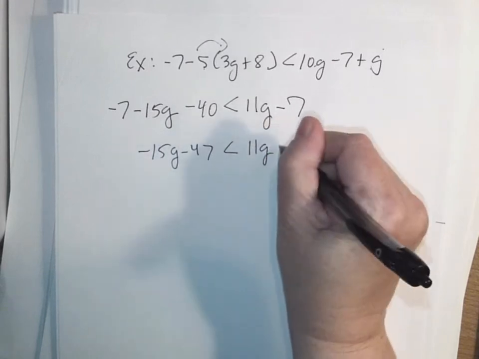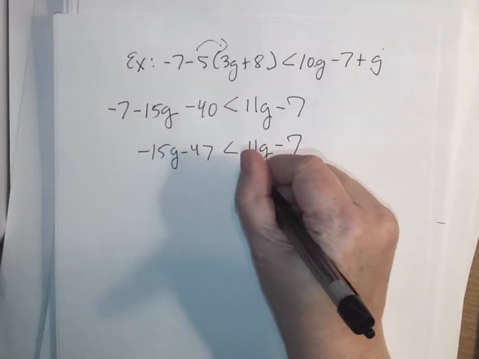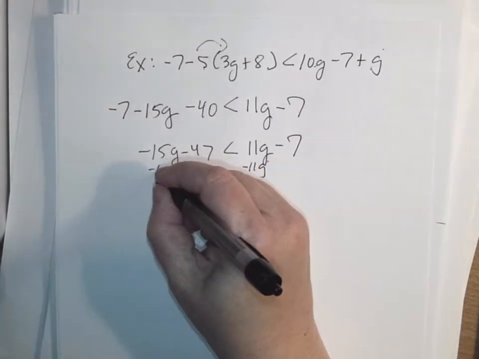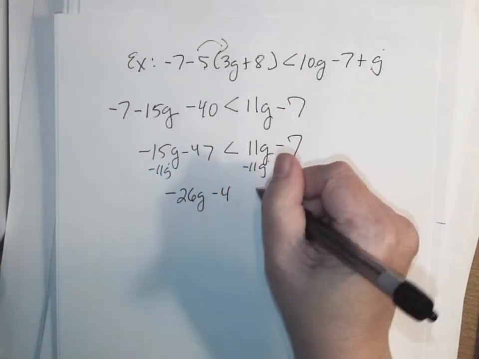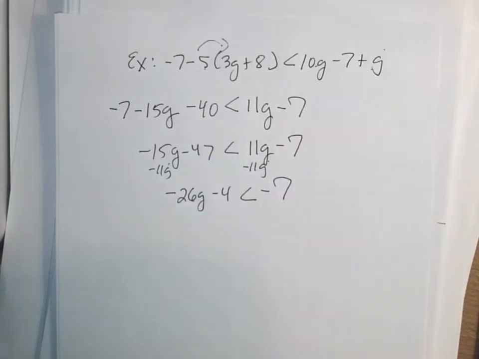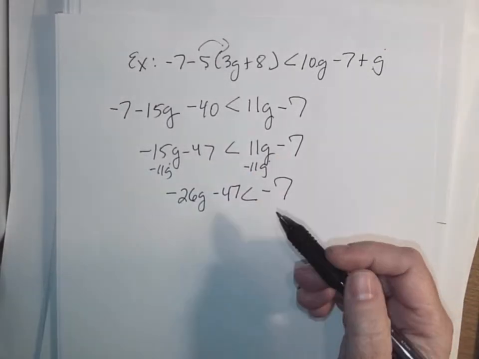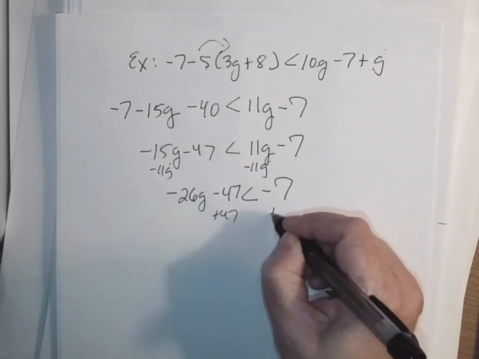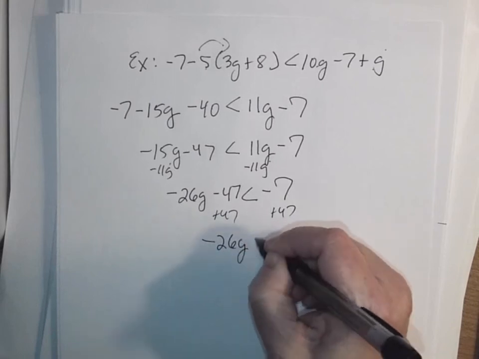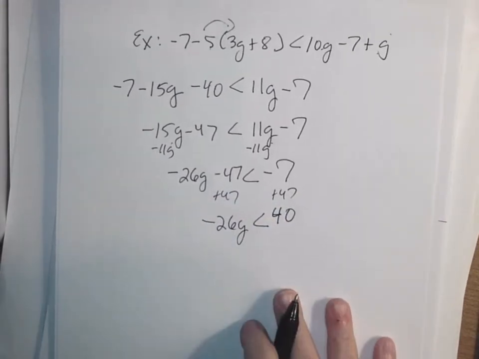Okay. All right, so let me subtract 11g out here and add it to that side, so that becomes a negative 26g. Boy, there's a lot of negatives flying in here. Okay. Now what I'm going to do is, oh, I dropped a 7 there. My lucky 7 number here. All right, so now I'm going to add 47 to both sides. So negative 26g is less than or equal to 40, positive 40. Hey, there's a positive number in there. Woo, at the very end here.